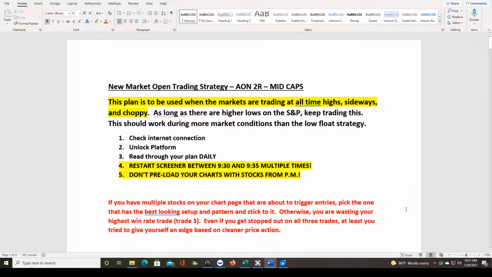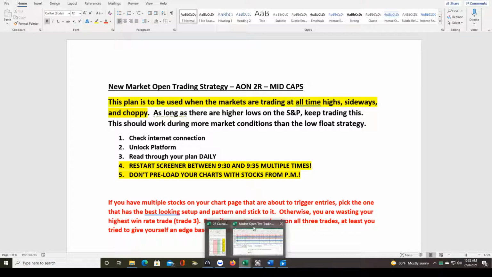So here, after what happened today, and what I've been thinking about, adding that subjectivity, I wrote this in the plan. If you have multiple stocks on your chart page that are about to trigger entries, pick the one that has the best looking setup and pattern and stick to it. Otherwise, you're wasting your highest win rate trade, which is trade number 3. Even if you get stopped out on all 3 trades, at least you tried to give yourself an edge based on cleaner price action. So what does all that mean?